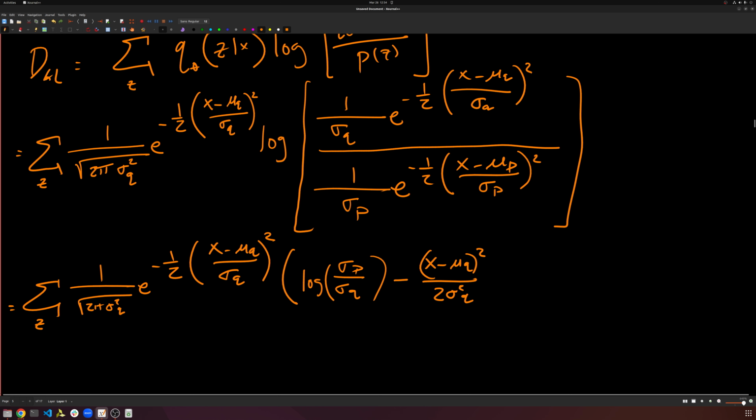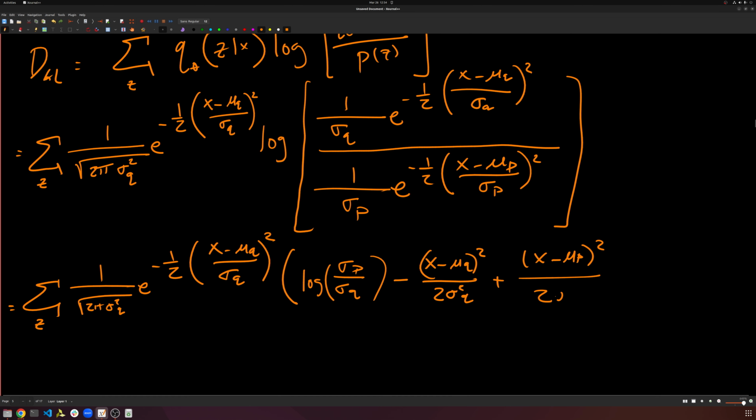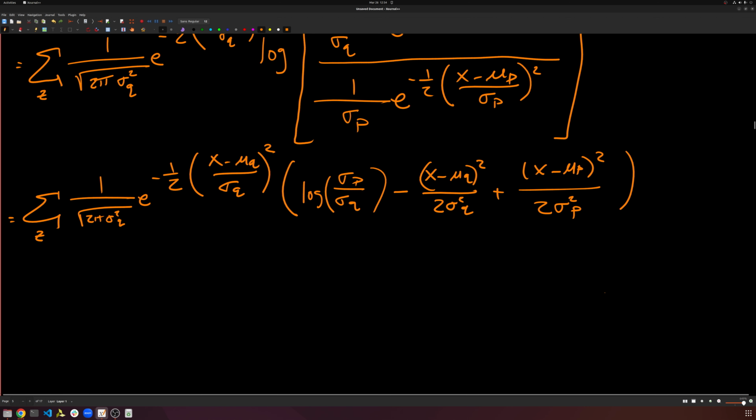I just distributed the square out, and then we just have the 2 in the denominator, and we still have the negative sign. So that's the negative sign. And then similarly, the next one would be negative, but it's in the denominator. Because it'll be a log, it's going to add, it'll become a positive. So it's going to be a plus: x minus mu p squared over 2 sigma squared p. But everything else is the same, I believe. So I'm pretty sure that's correct.